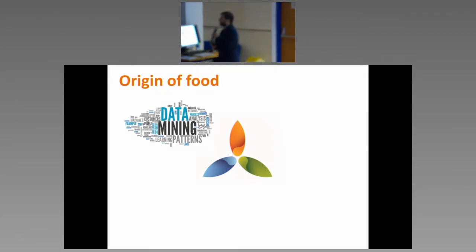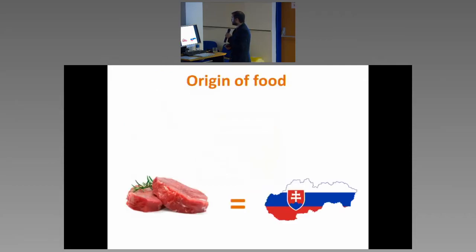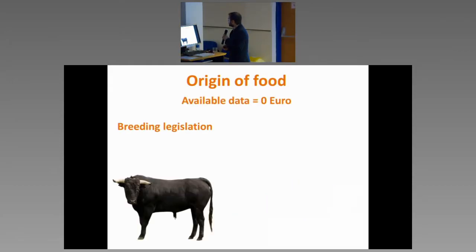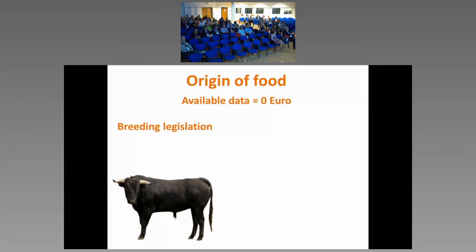So, what can I say? We are not such a rich country, so to solve this problem, we need to use something that is cheap and something that is already there. To solve this riddle, to know if this meat originated from Slovakia, we need to use some data. What do we have that costs nothing? We have something we call breeding legislation.